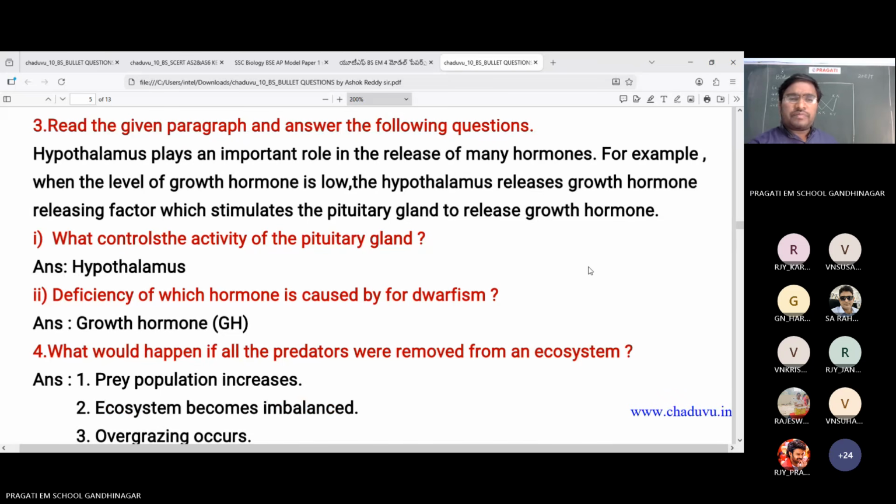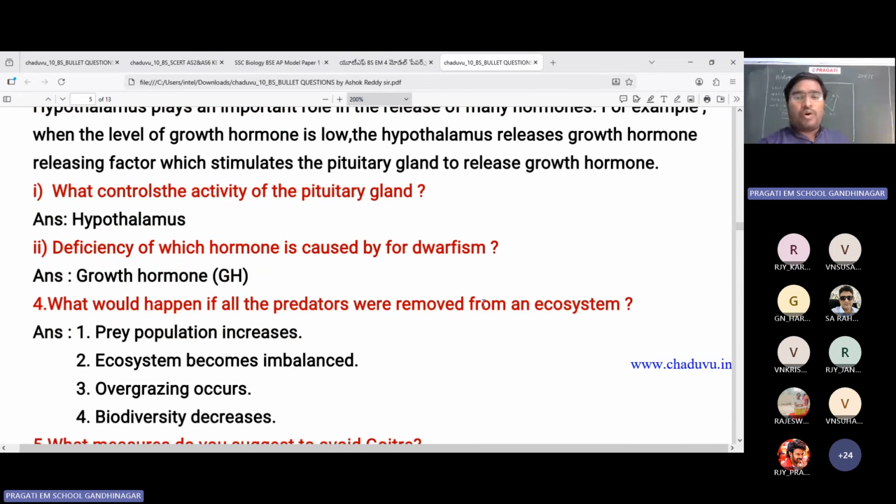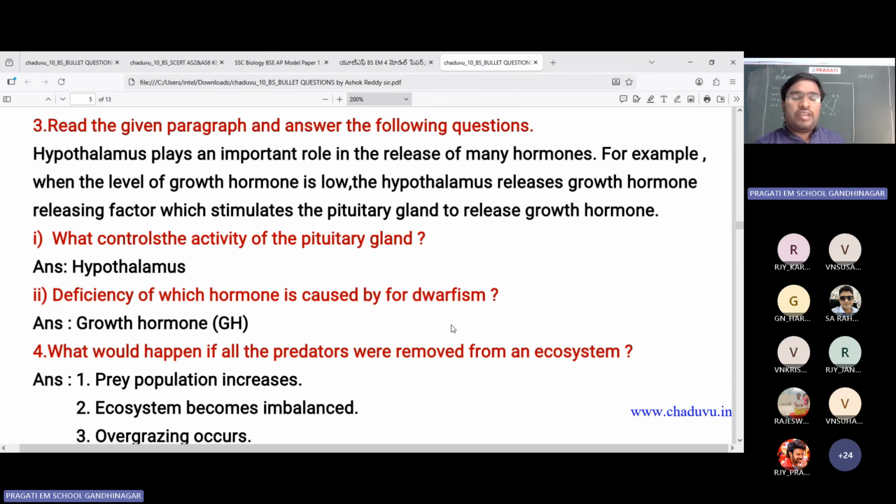So then, the next question is about an important paragraph here. See, read the given paragraph and answer the following questions. It is about the brain. Hypothalamus plays an important role in the release of many hormones. For example, when the level of growth hormone is low, hypothalamus releases growth hormone releasing factor, which stimulates the pituitary gland to release growth hormone. Okay, so here are some questions based on the paragraph, children.